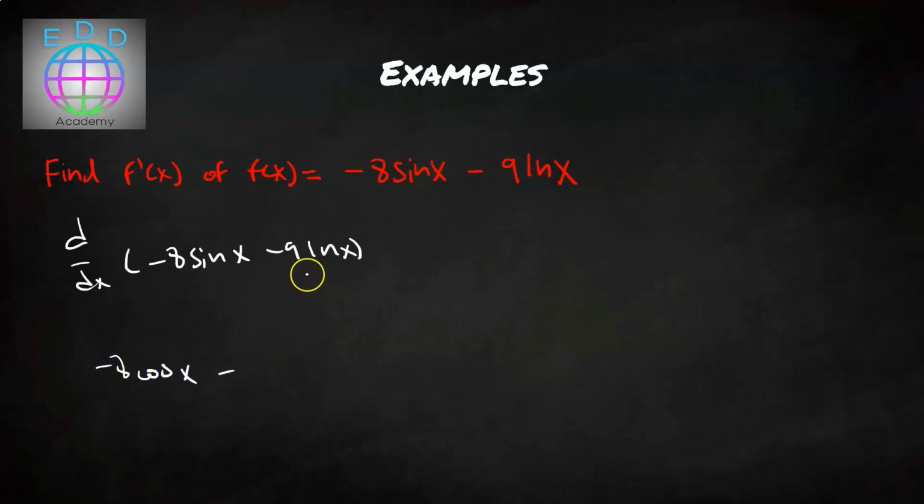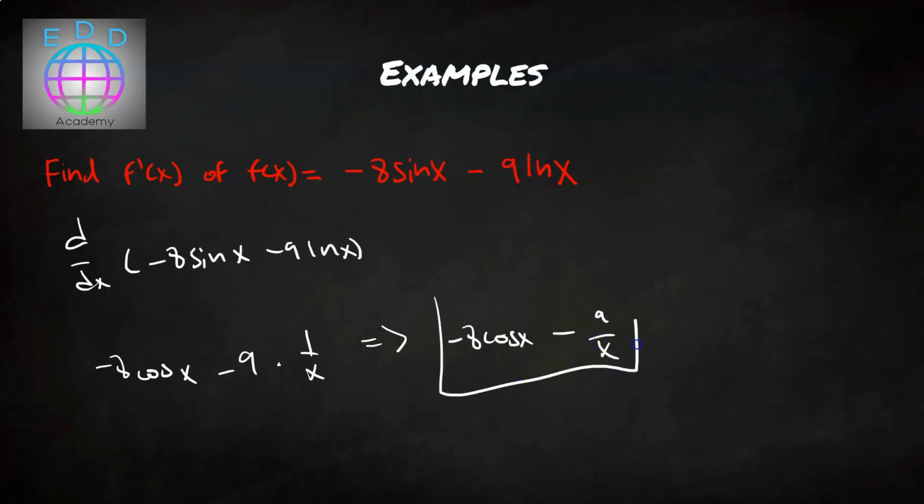And what about this 9 ln x term? Well, this is just like the 2 ln x term from the previous slide. We just take the derivative of ln x and multiply by 9. So we have 9 times the derivative of ln x, which is just 1 over x. So if we rewrite this, we have the first term stays the same, nothing happens to it, negative 8 cosine x minus, well, 9 over x. And that's our derivative. Yeah, it's as simple as that.